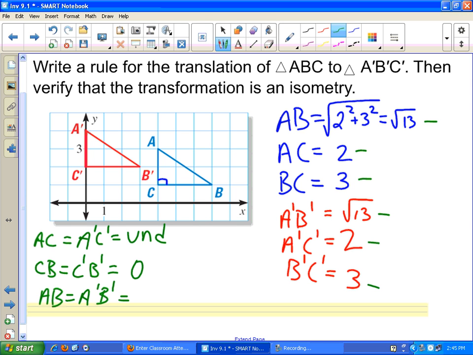Okay, what's my slope of AB or A prime, B prime? -2/3. Now that we've showed that the distances are the same and the slopes are the same, we can say this is an isometry. Again, this isn't going to be a very huge thing to know. Throwing it out there so you guys know it.